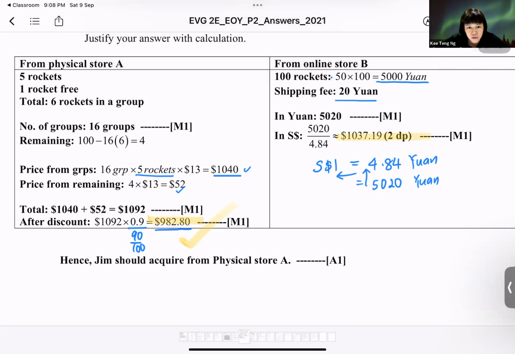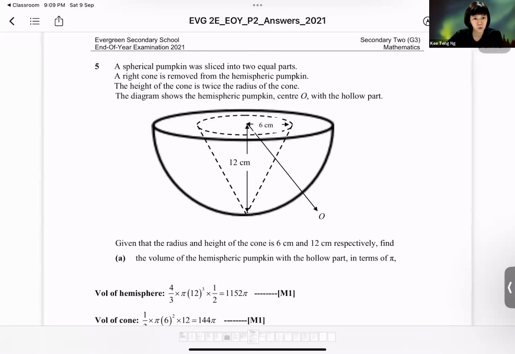Have you gotten your answers for all this? Yes? Then maybe we'll do one more question. Oh, sorry, there are a total of 7 questions in this paper itself, and I've already done 4, so I shall stop here for the first half of the recording, and I'll continue the remaining in the second video.